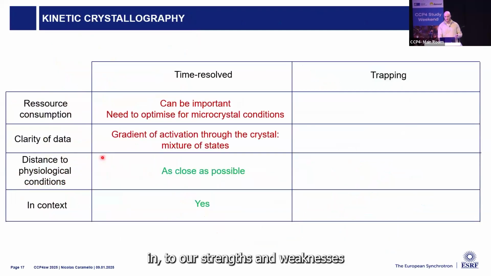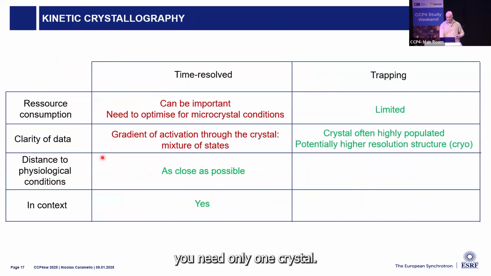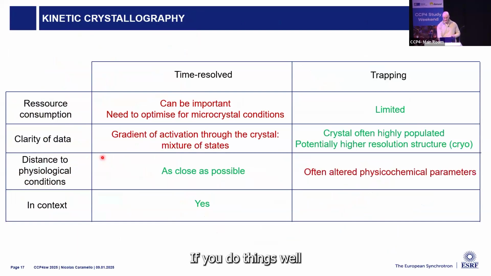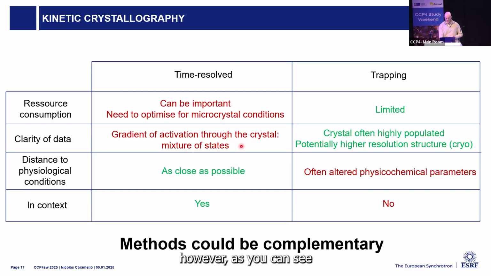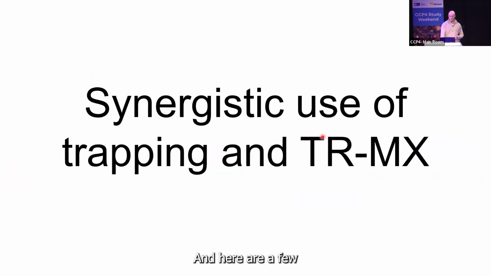So coming back to our strengths and weaknesses, compared to time resolved, trapping is very resource efficient. When you're lucky, you need only one crystal. The crystal is often highly populated if you do things well. And potentially you can attain a higher resolution because you can use bigger crystals and solve the structure at cryogenic temperature, but you're operating far from physiological parameters and you don't know which intermediate state you've just created in the crystal and when it happens. However, as you can see with this checkerboard pattern, the two methods can be complementary. And here are a few examples of this synergetic use.